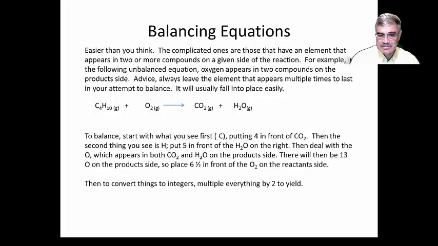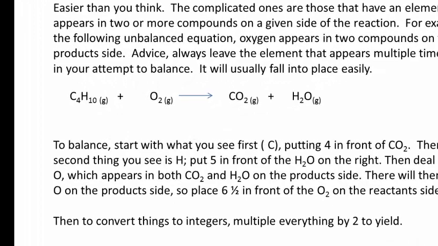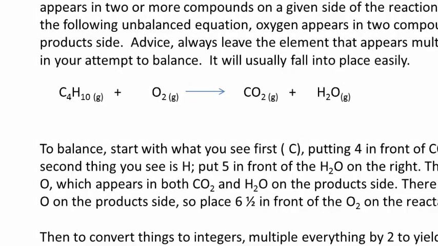But if you look at this reaction, I have C4H10 in the gaseous phase plus oxygen going to carbon dioxide plus water. This reaction is unbalanced, as you can see, and the question is, how do we balance it? The reason I said it's slightly complicated is that oxygen appears in 2 different molecules on the product side. It appears in carbon dioxide and in water. So here's the advice: when balancing these reactions, leave the element that appears in multiple places to last. I'll show you what I mean here.